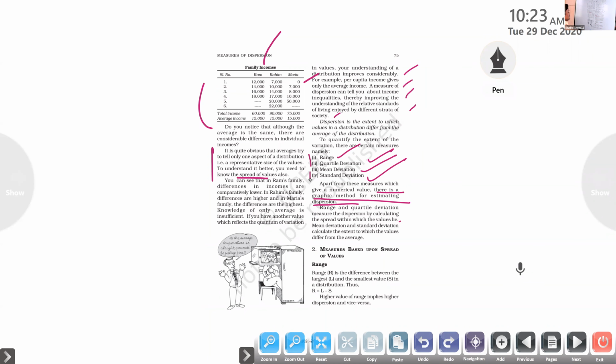Here, measures based upon spread of values. Two things are there. We'll use two methods. One is range, other is quartile deviation. All right, can we start? Got this one? We're asking the importance of measures of dispersion. This is the answer. All together, we want to find out the essence of these things that we'll read. Exclude this example. All of the things should be there. Right? Clear? Okay. Moving to the first idea.